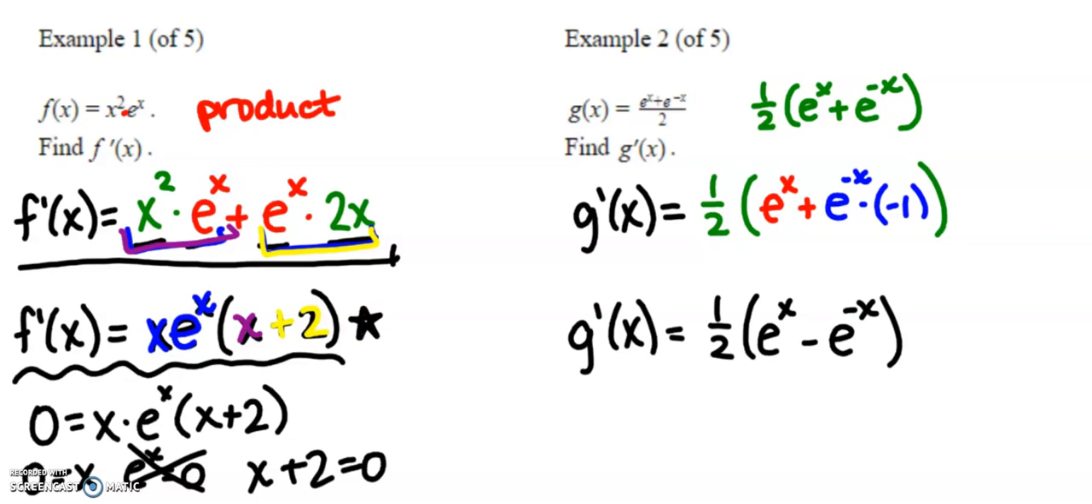For the second one, g prime of x, 1/2 just hangs out in front as the constant. The derivative of e to the x is e to the x. The derivative of e to the negative x is e to the negative x times the derivative of the exponent, which would be negative 1. Cleaning that up a little bit, instead of saying times negative 1, it makes sense to pull that negative out in front. So there's your g prime of x, final answer.